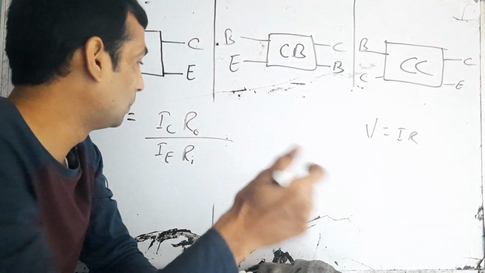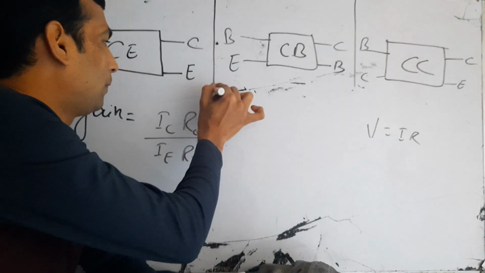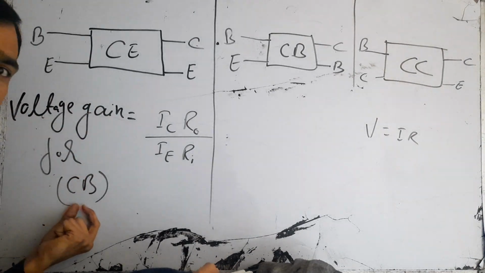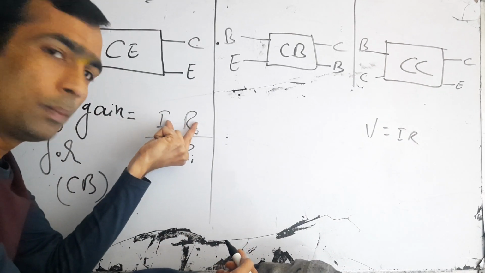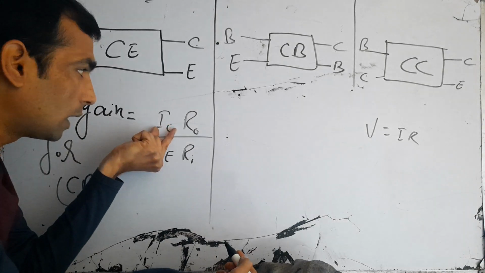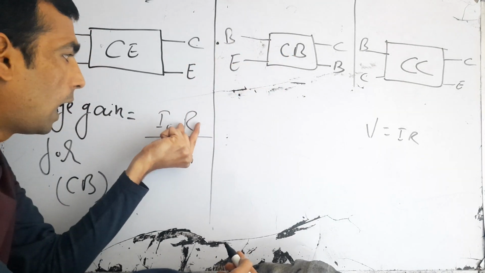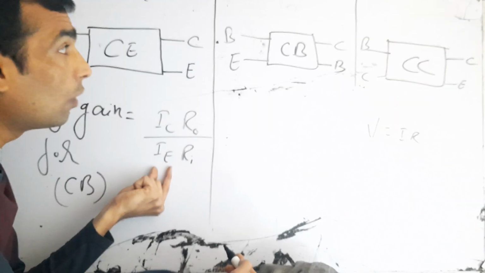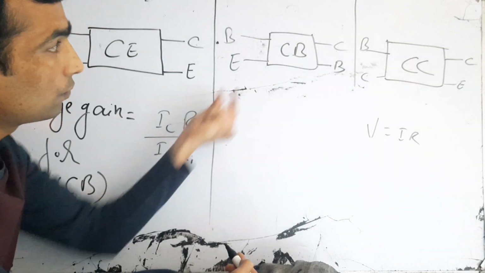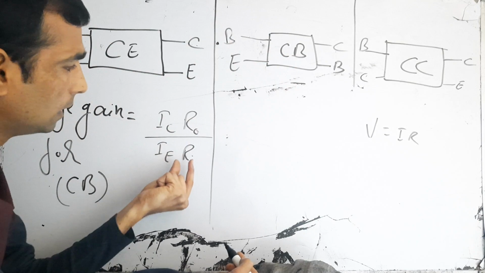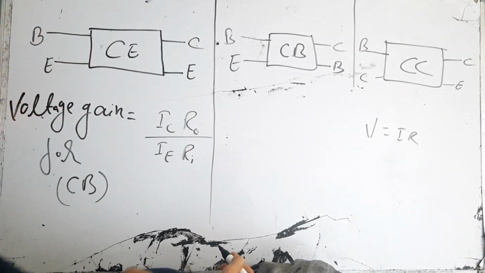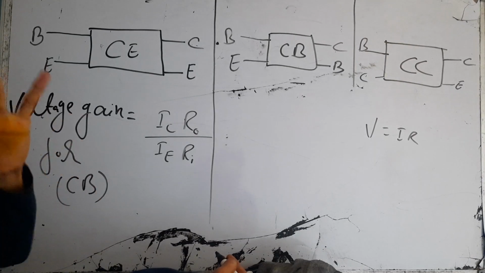Students, I hope you are enjoying now. Okay, fine. So this is the voltage gain formula for common base. Again, this is output voltage, output current IC and output resistance for common base. IE is the input current in common base, and R initial is the input resistance. Got it? Okay. Take a screenshot, again 5 seconds.